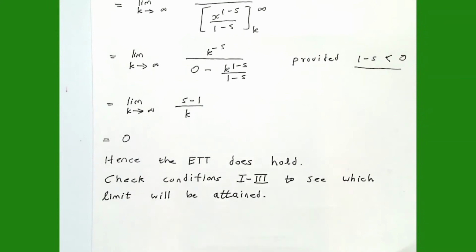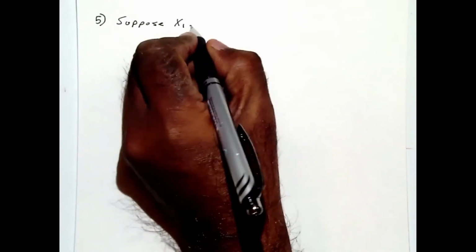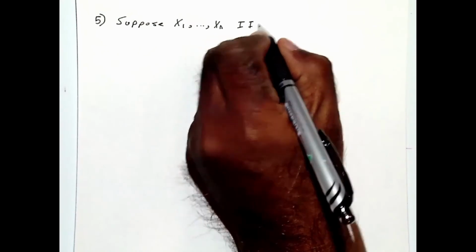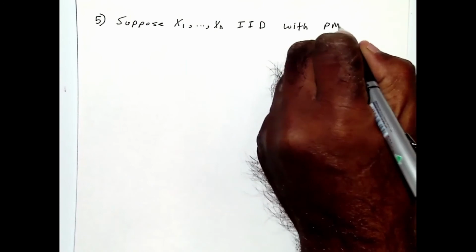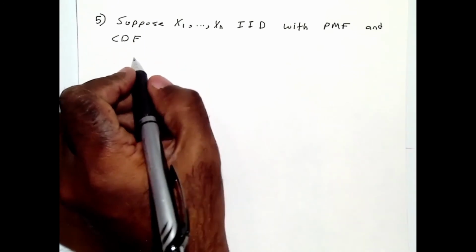All right. I will now do question 5 of sheet 2. It says that you have a random sample X1 to Xn, IID, with the probability mass function and CDF given by the following.